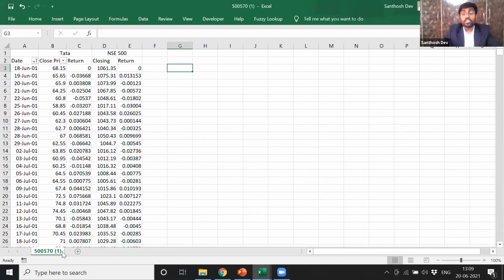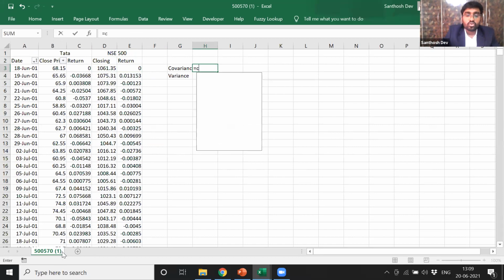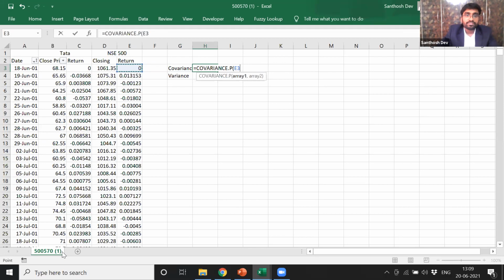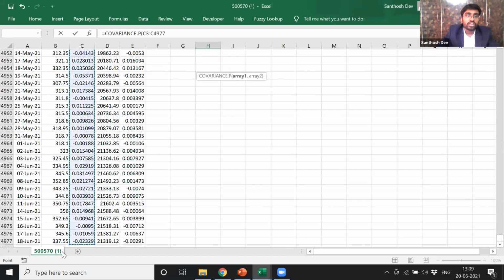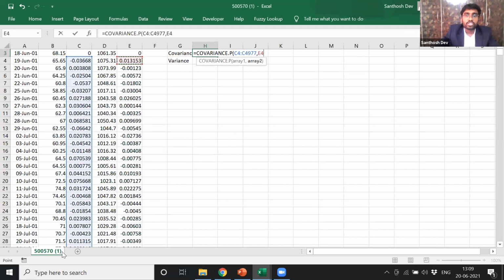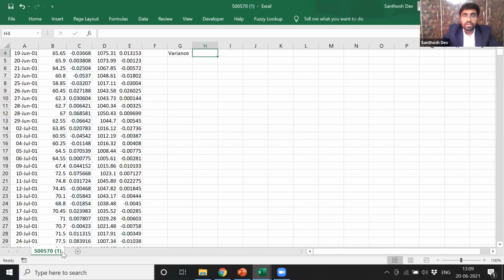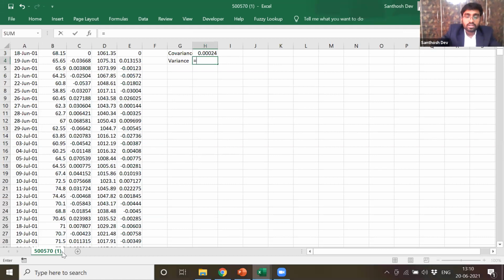Now there are two ways of actually calculating the beta. One is finding out the covariance and then the variance. Covariance is nothing but covariance.p. There is a formula that is available. Open bracket. Array number 1, which will be in this particular case the Tata Motors return. Okay, I should not take the first one. I should start from here. Okay, comma. I should take the next one. And the variance is that of the index.